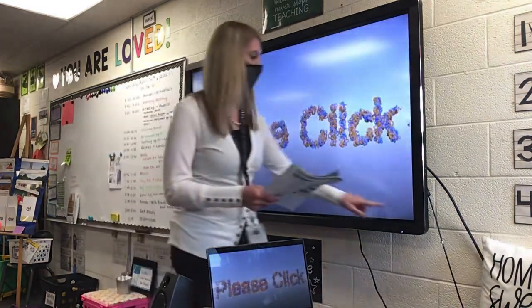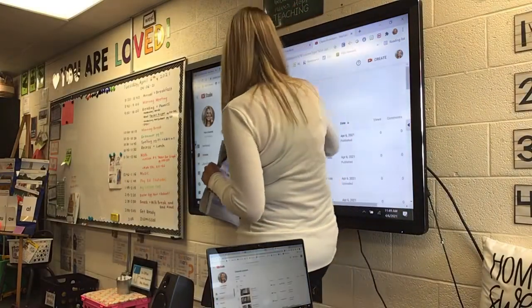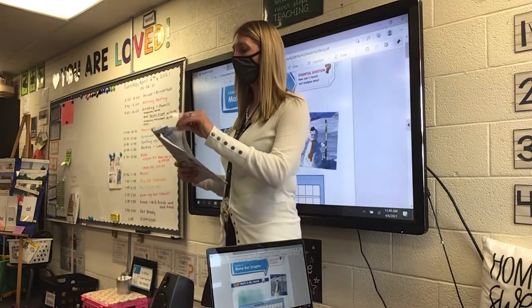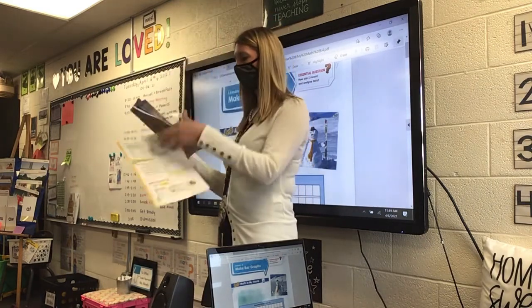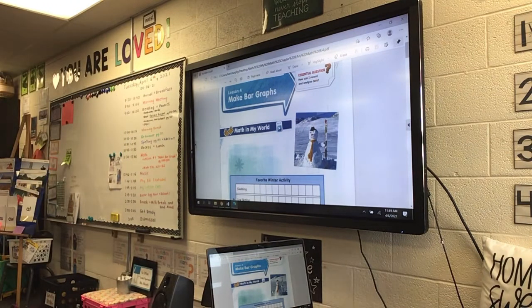Okay, so we're gonna practice making these bar graphs today on our paper. So you're gonna get a bar graph paper. I'm gonna hand these out really quickly because I want to make sure I didn't make a mistake, because I already made a mistake on one of them.